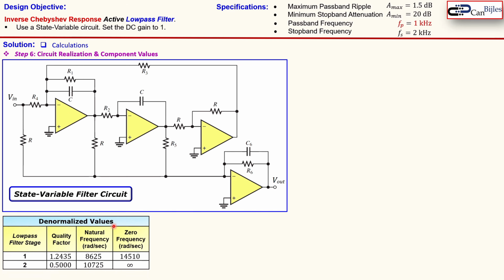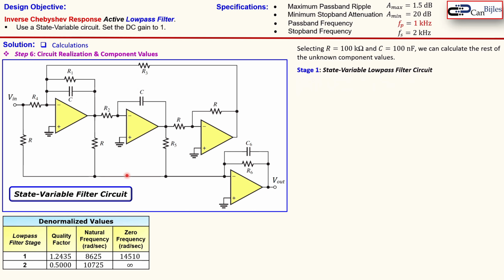And these are the normalized values we have calculated, again in summary for each stage, shown here. Now we start by selecting the resistor R as 100 kilo ohm and the capacitor C as 100 nanofarads. And those are shown here. So we have here R, R, R, R, so 4 R's. And we have also 2 capacitors called C. Then we can calculate the other component values.